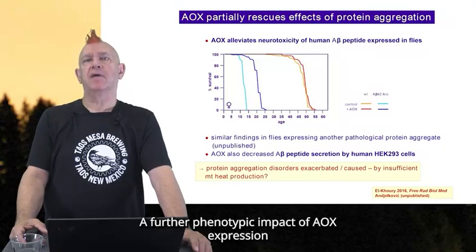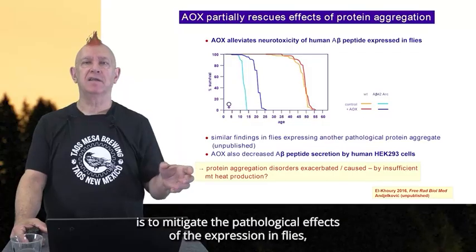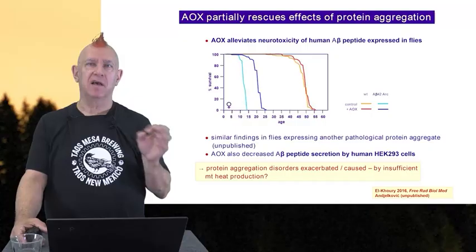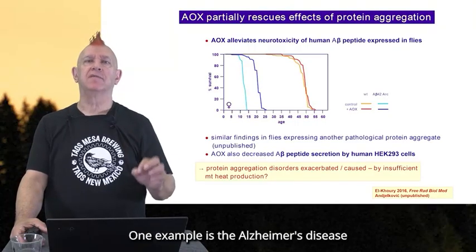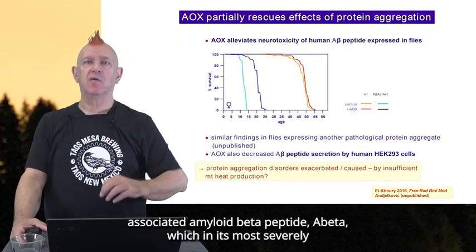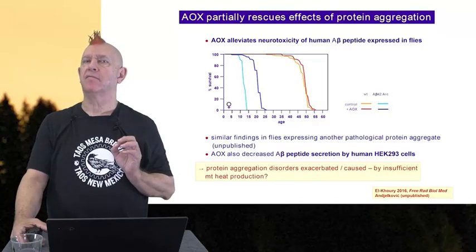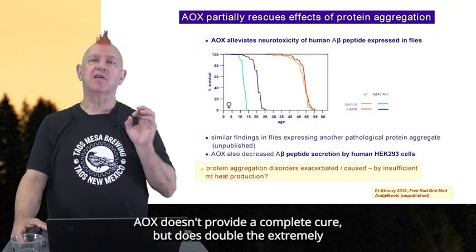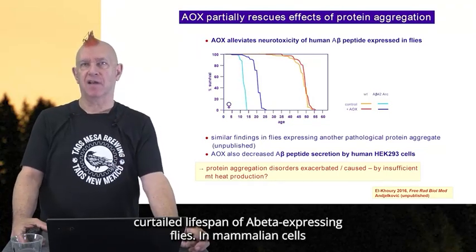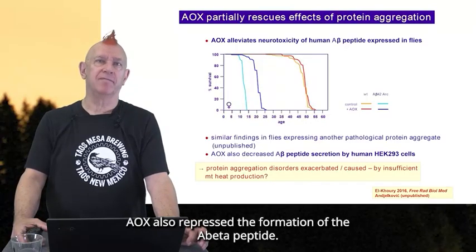A further phenotypic impact of AOX expression is to mitigate the pathological effects of the expression in flies, notably in neurons, of proteins that form pathological aggregates, at least in humans. One example is the Alzheimer's disease-associated amyloid beta peptide A-beta, which, in its most severely pathological form, is also highly toxic in flies. AOX doesn't provide a complete cure, but does double the extremely curtailed lifespan of A-beta expressing flies. In mammalian cells, AOX also repressed the formation of the A-beta peptide.